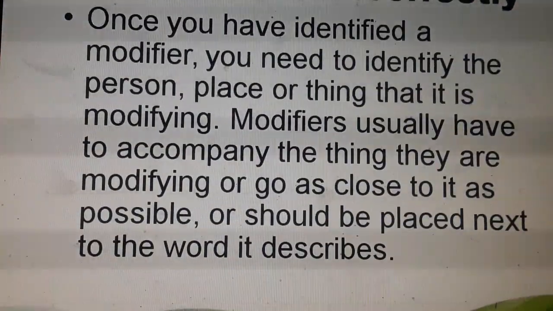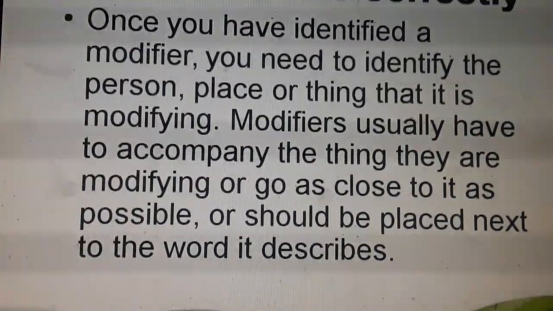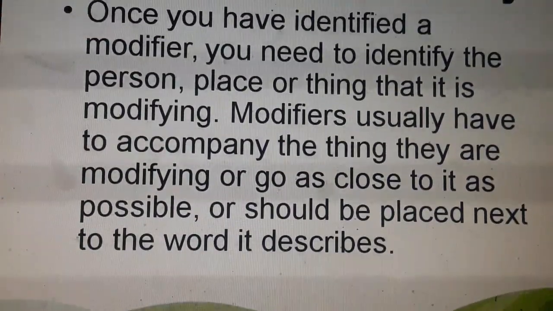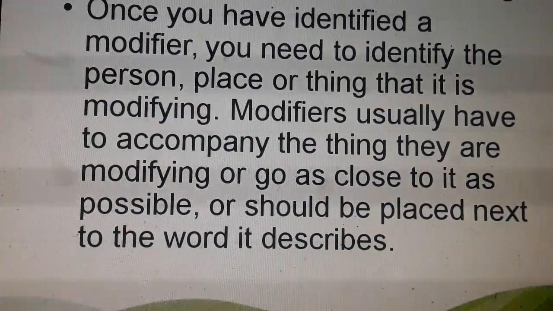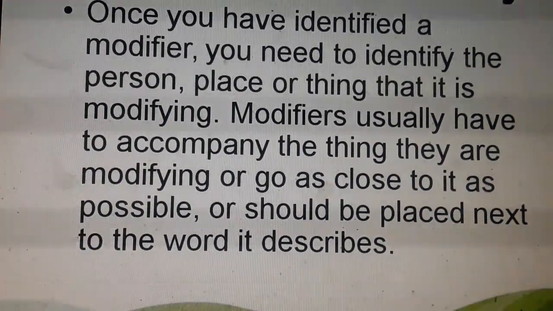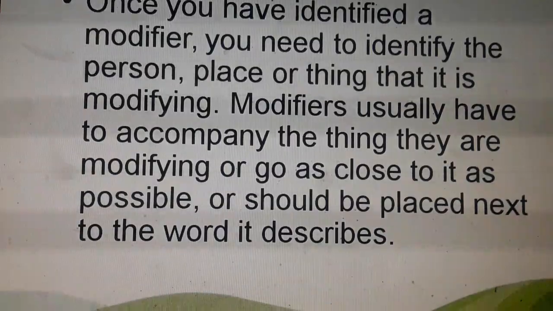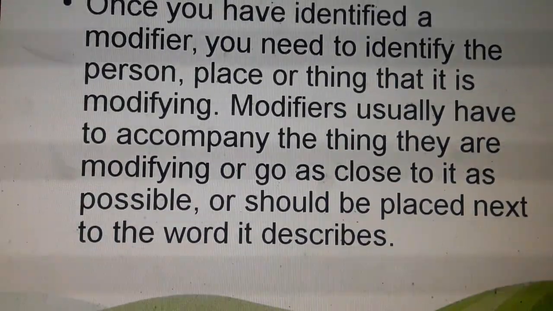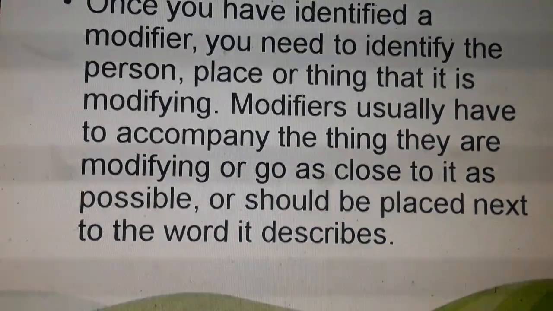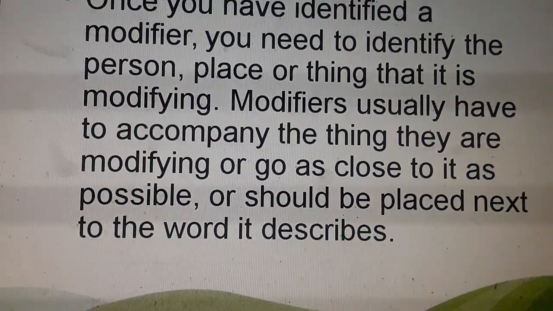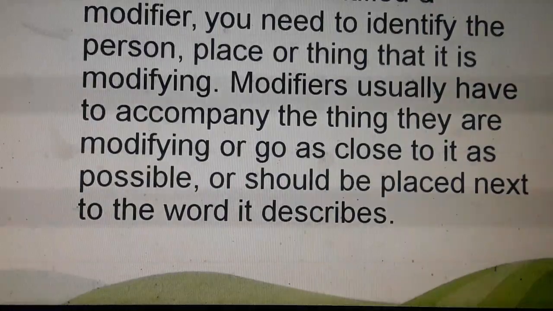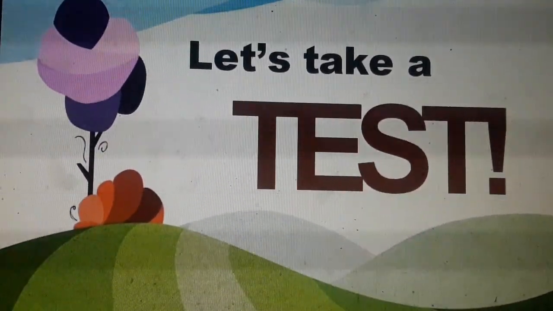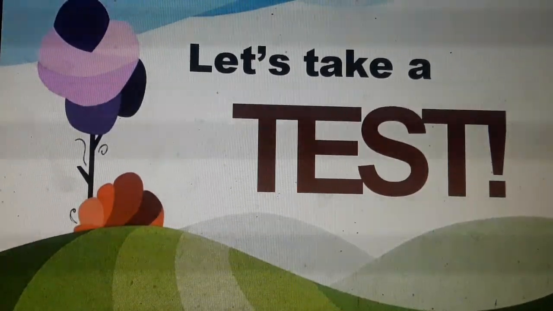So what happens if you misplace modifiers? Once you have identified a modifier, you need to identify the person, place or thing that it is modifying. Modifiers usually have to accompany the thing that they are modifying or go as close to it as possible, or should be placed next to the word it describes. Let's look at the examples.